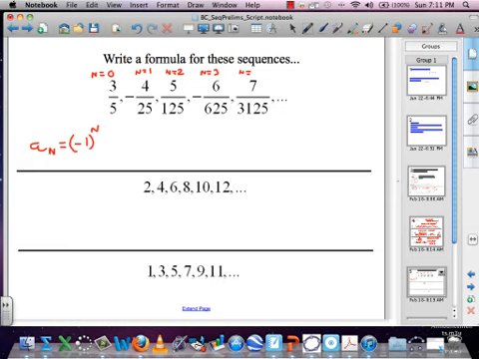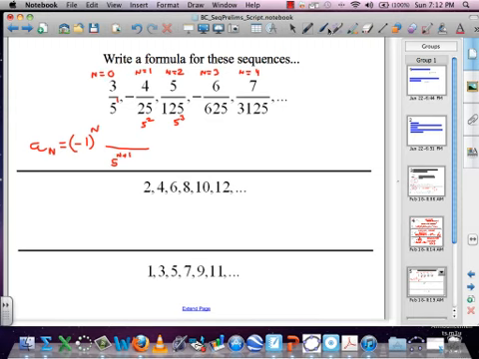Okay, now what's happening here? Well, the denominator looks like it's times 5 each time, right? 5 times 5 is 25. 25 times 5 is 125, etc. So that's 5 to a power. And let's see, I started with 5 to the first. This is 5 to the second. This is 5 to the third, etc. So I need 5 to the n plus 1, right? Because I'm starting when n is 0.